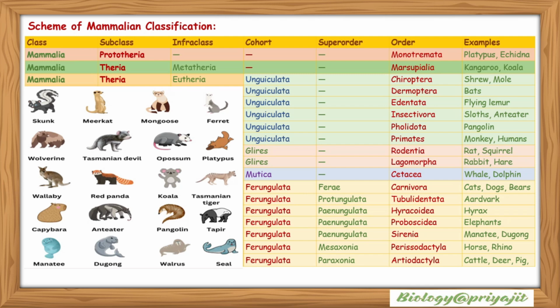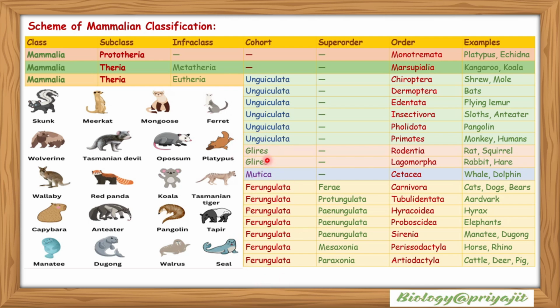Scheme of mammalian classification. Mammals can be classified broadly into two subclasses, Prototheria and Theria, and the subclass Theria can be divided into Metatheria and Eutheria. Under the subclass Prototheria, there is a single order known as Monotremata, examples: Platypus and Echidna. Under Theria, infraclass Metatheria includes one order, which is Marsupialia, and examples are kangaroo, koala, etc. Infraclass Eutheria includes four different cohorts. First is Unguiculata, second is Glires, third is Mutica, and fourth is Ferungulata.